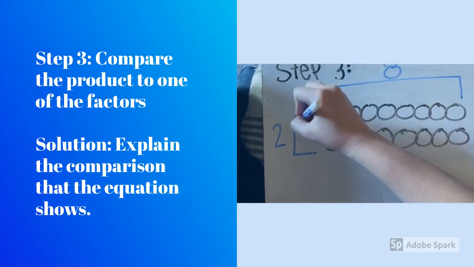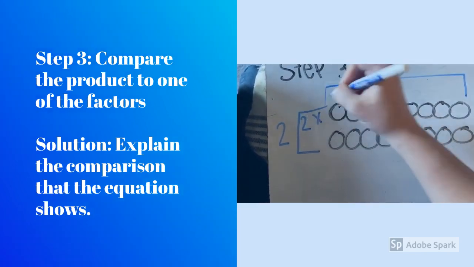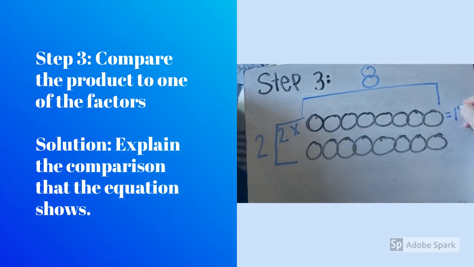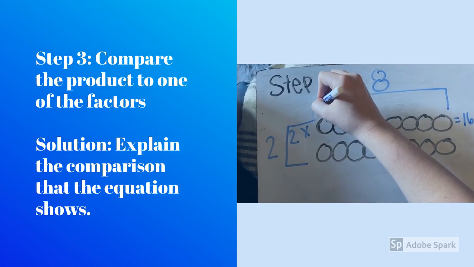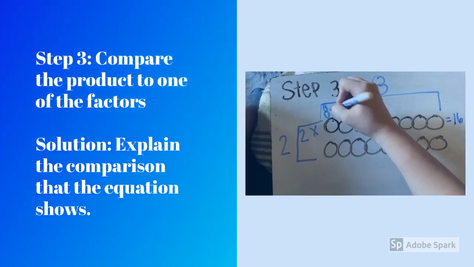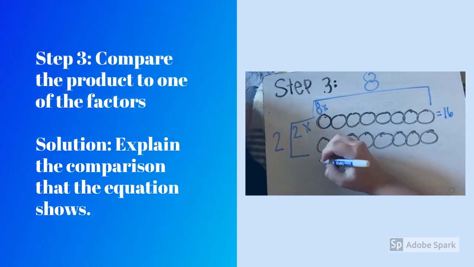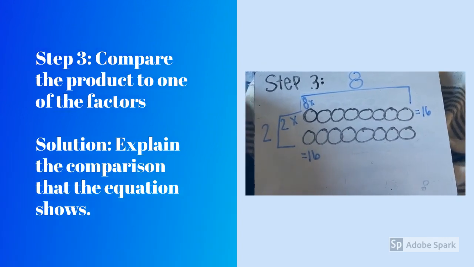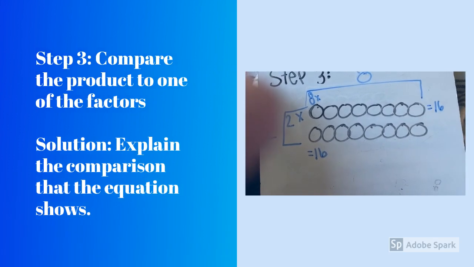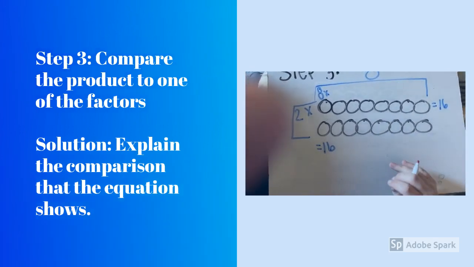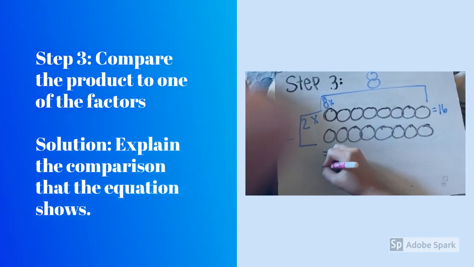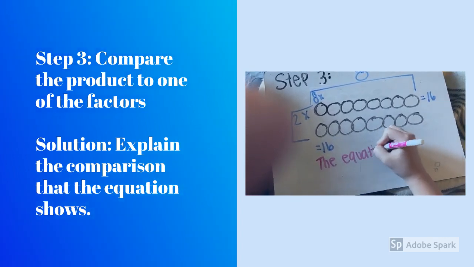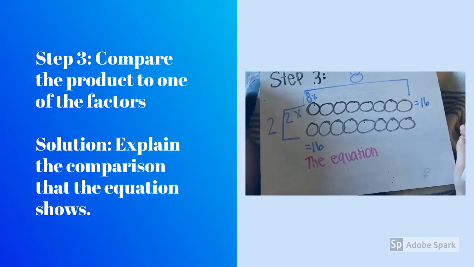Now, I'm going to show you 2 times 8, so 2 times the top row equals 16. Now, 8 times the number of rows equals 16 also. So I know that 2 times 8 equals 16, which means that 16 equals 2 times 8.